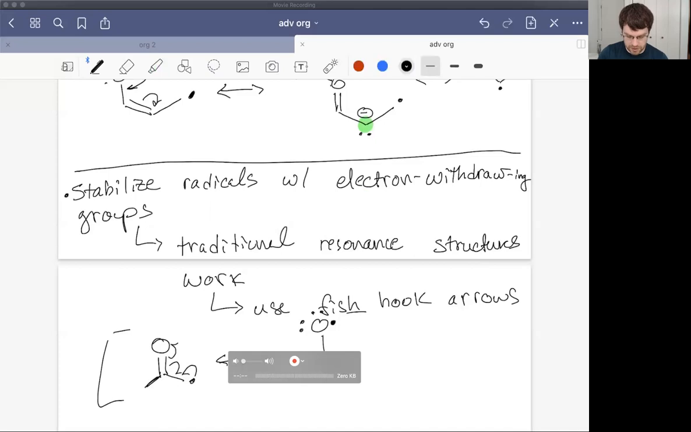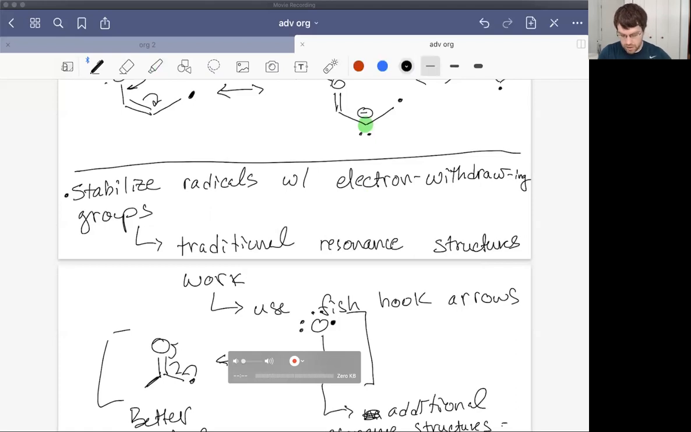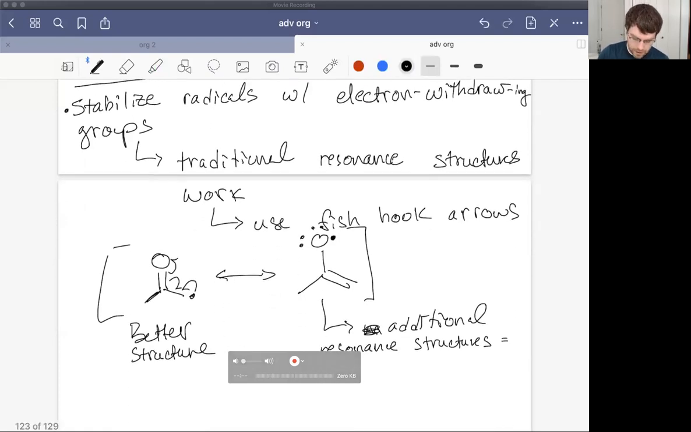So maybe there's a better way to show the movement. Maybe there's a better system to stabilize our free radical. So this is still a better structure. But if you recall from organic 2, more resonance structures equals a more stable free radical.